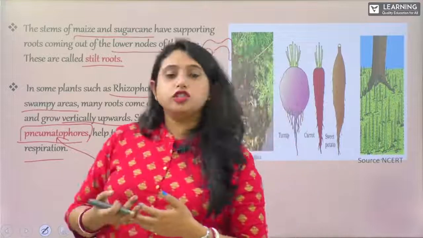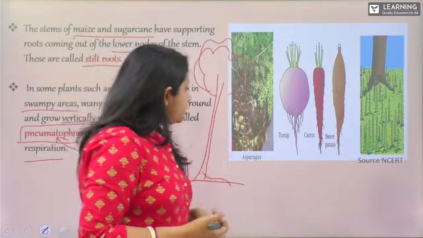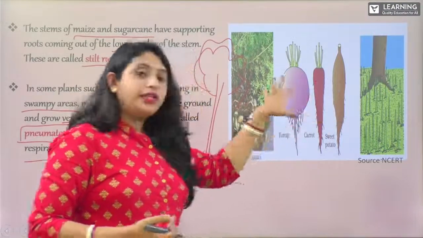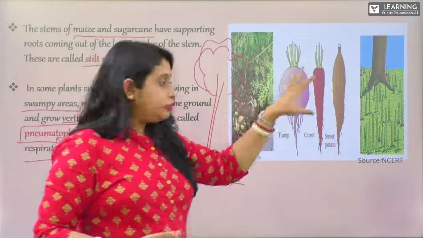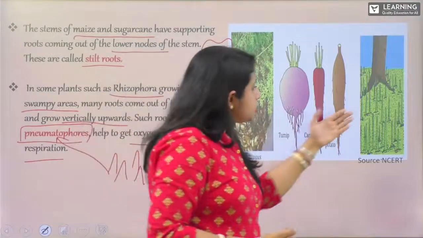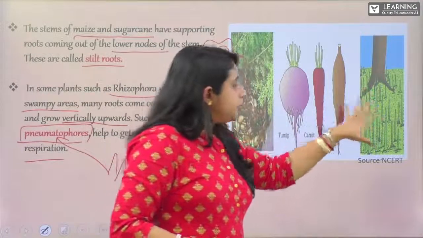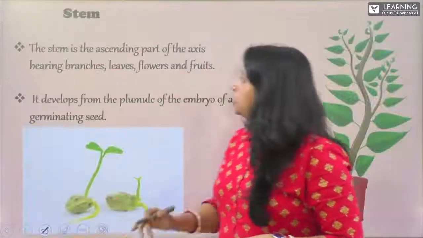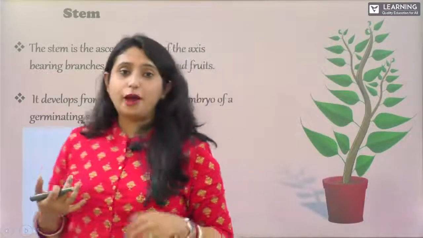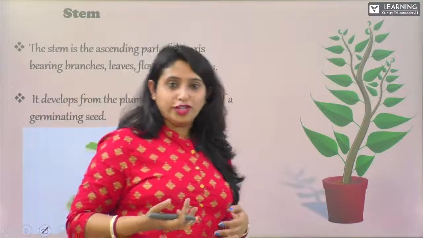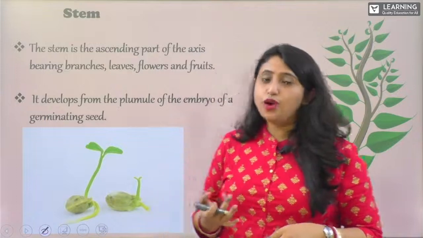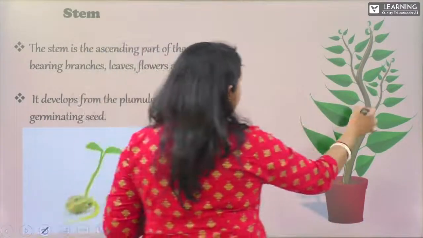These roots provide oxygen. As you can see, these are the various roots like carrot, which modify themselves in order to store food. This is your pneumatophores. This picture is from your NCERT. They grow vertically. So far we have learned about roots. I hope you have understood this topic. Now let us learn about stem. What is the stem? So this part is your stem, right?